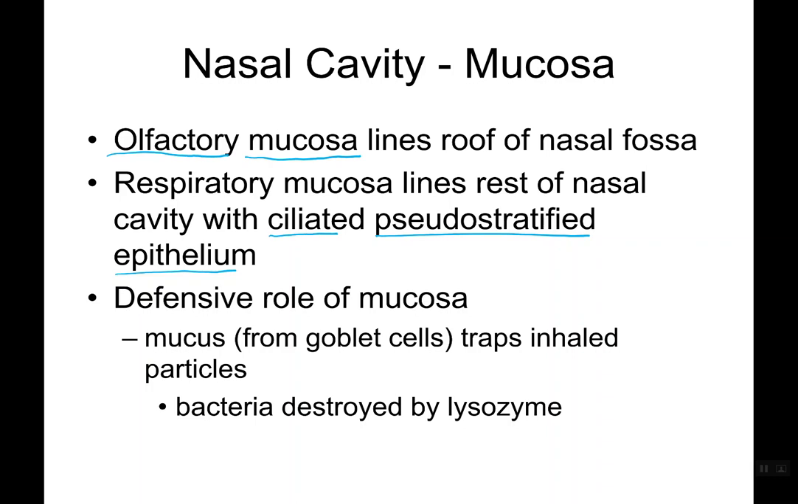The mucosa also has a defensive role. So mucus helps trap inhaled particles because bacteria and other particles, even if they're not alive, have a hard time moving through a thick gelatinous goop. They can't really swim or diffuse through it very easily, so that kind of stops it in its tracks. It's like a glue trap for bacteria. And then if there are bacteria, as opposed to just dust or what have you, in the mucosa, lysozyme is secreted by nearby cells, and lysozyme causes cells to lyse, and it is an enzyme, so that's why it's named that.